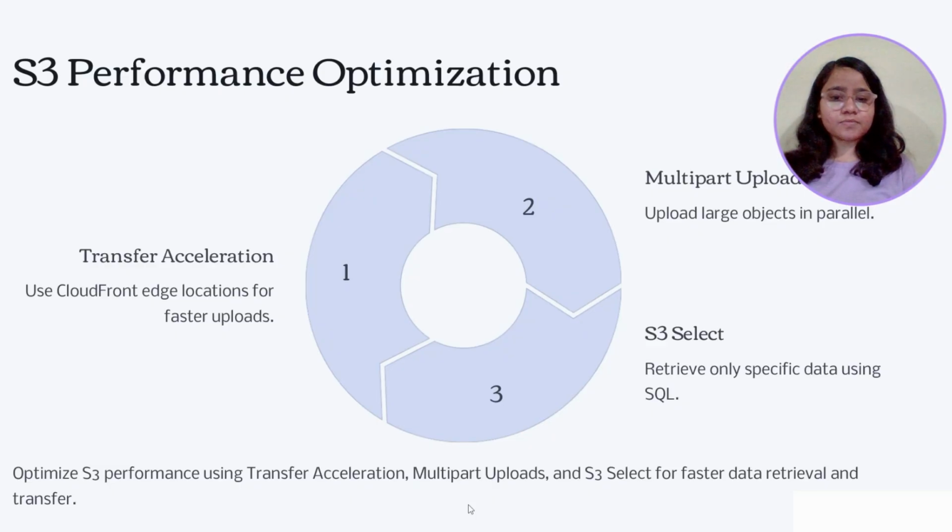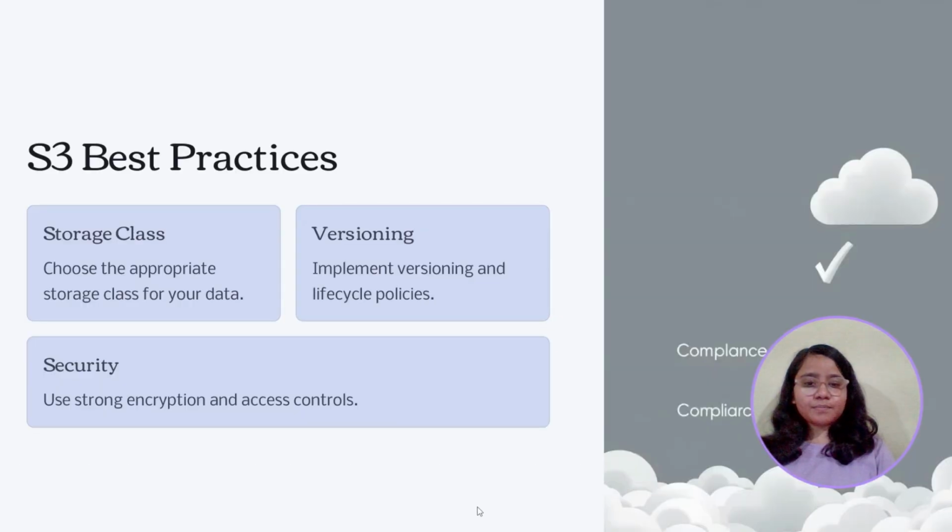Optimize S3 performance for data retrieval and transfer. Here are some best practices to ensure your S3 usage is efficient and secure. Always choose the appropriate storage class for your data. Implement versioning and lifecycle policies to manage data retention and cost. Use strong encryption and access control policies to protect your data. Monitor your S3 usage with CloudWatch and regularly review your security configuration. By following these best practices, you can save 15 to 25% on cost, as recommended by AWS white papers.